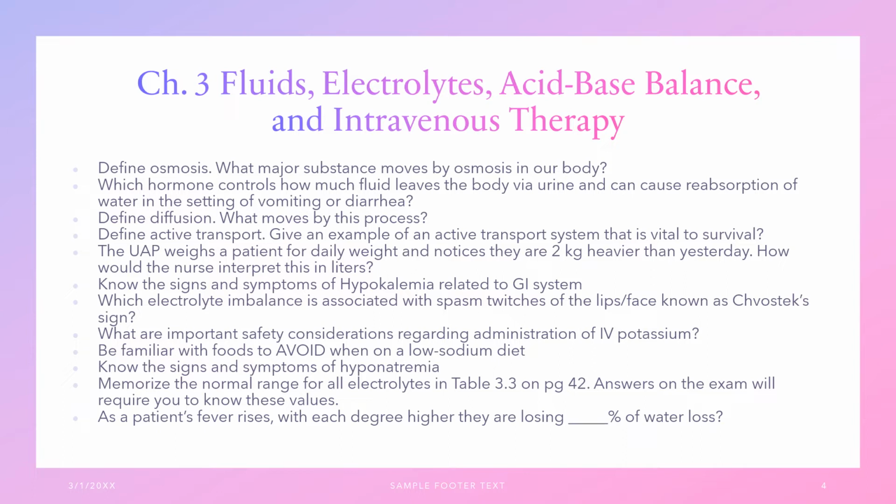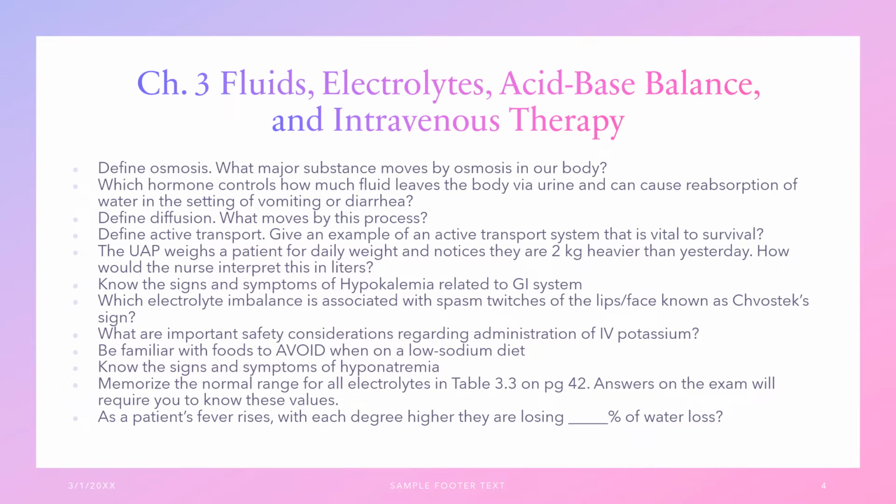Know the signs and symptoms of hypokalemia related to the GI system. We can see this on page 43 in table 3.4, electrolyte imbalances and nursing interventions. Hypokalemia, which occurs at a level of potassium in the body that is less than 3.5 milliequivalents per liter, will result in signs and symptoms such as abdominal pain, paralytic ileus, gaseous distension of the intestines.